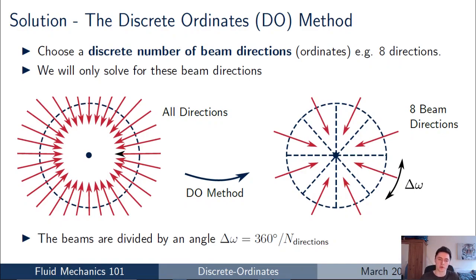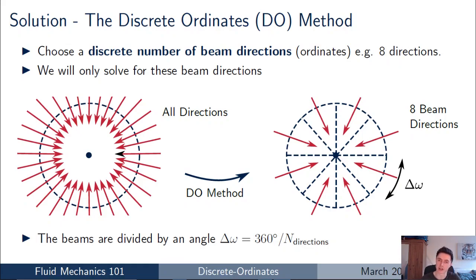Well, the trick with the discrete ordinates method is, rather than think of the infinite number of directions that a beam could take, so if you look at the picture there on the left hand side, you can see that if we're at a point in space, radiation could be incident on that point from any number of angles. So an infinite number of angles could be incident on that one point. And rather than solve for an infinite number of beam directions, we're only going to solve for a discrete number of beam directions.